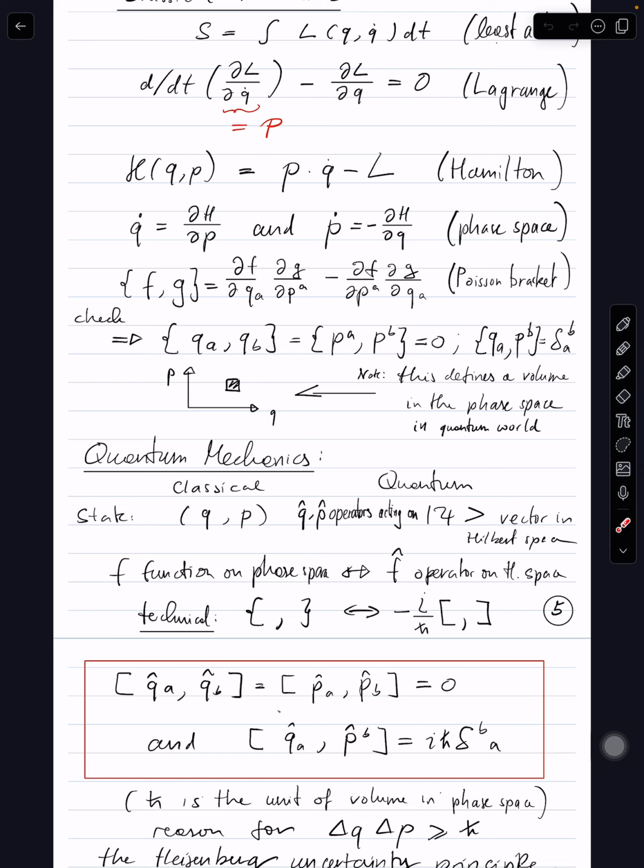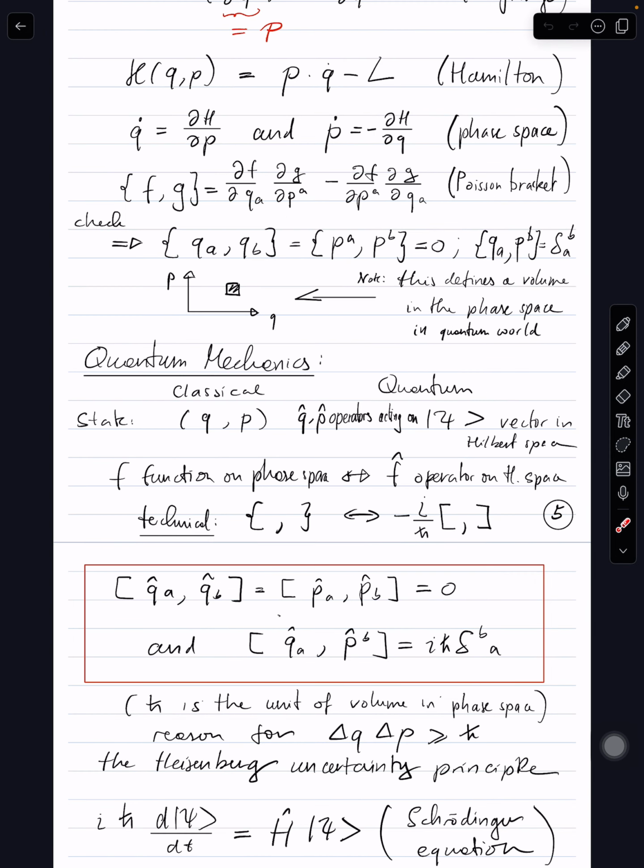One can prove that the Poisson brackets for positions and momenta among themselves vanish, while the bracket of positions and momenta of particles gives us a Kronecker delta, which indicates that for the same particle we get a 1, and for different particles we get a 0. And we note that this can be seen as a certain area element in the phase space of momenta and positions of a particle, and we will come to this in a second.